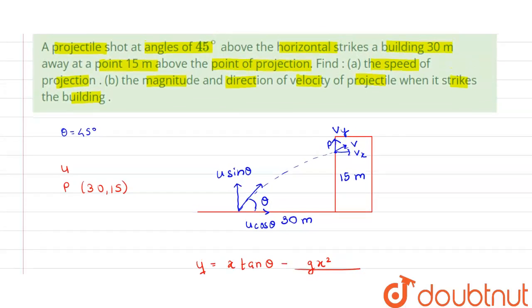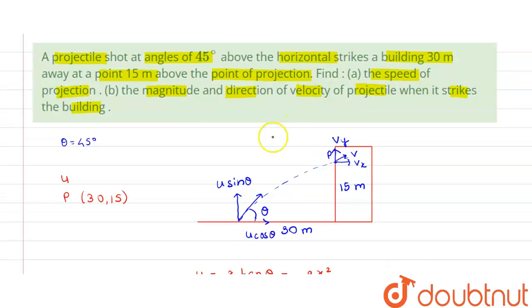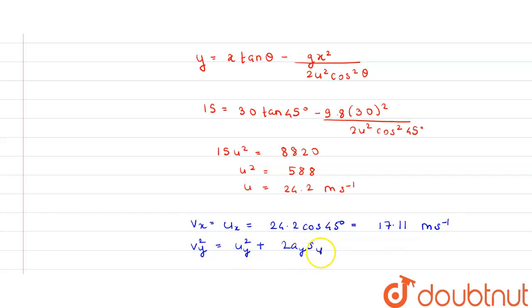Now we are asked to find the magnitude and direction of velocity of the projectile when it strikes the building. At point P, we have Vx equal to u cos 45 degrees, because the horizontal component stays the same. So Vx will be equal to Ux, which is 24.2 into cos 45 degrees, equal to 17.11 meters per second.